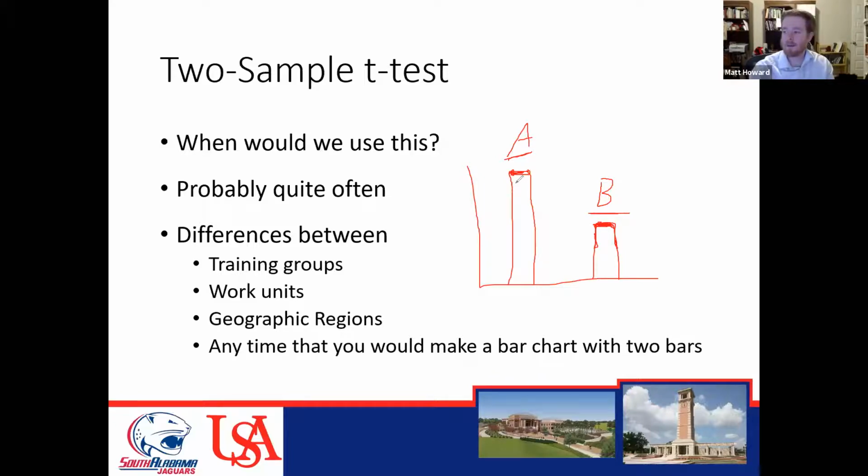So in short, anytime that we would make a bar chart with two bars, that should set off alarms in your brain that, hey, I can use a two-sample t-test to see whether these two bars are statistically significantly different in regards to my outcome of interest. Okay.